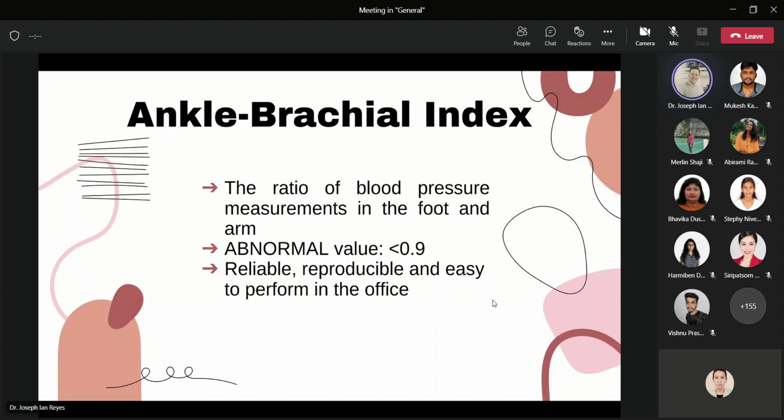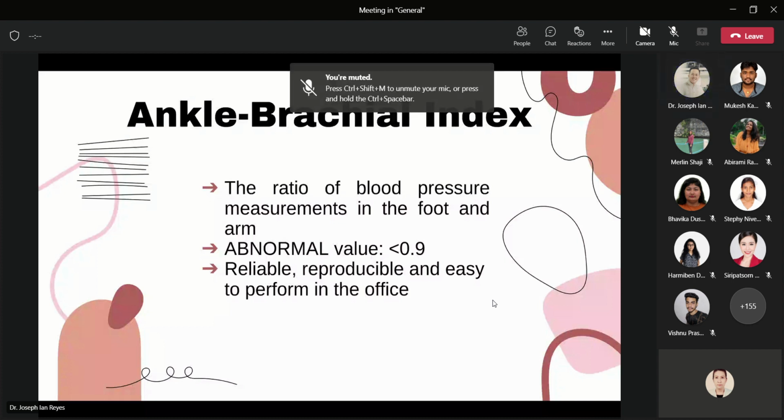Then we go to the ankle brachial index. So PAD can be diagnosed non-invasively using the ABI. So ABI is a ratio of blood pressure measurement in the foot and in the arms. Values of less than 0.9 are considered abnormal. So later, we will be discussing the formula, just an overview.